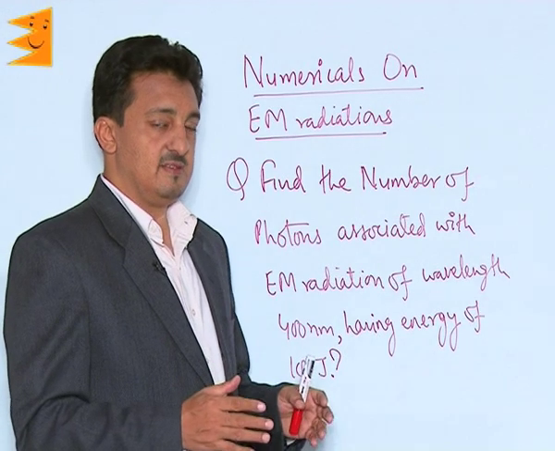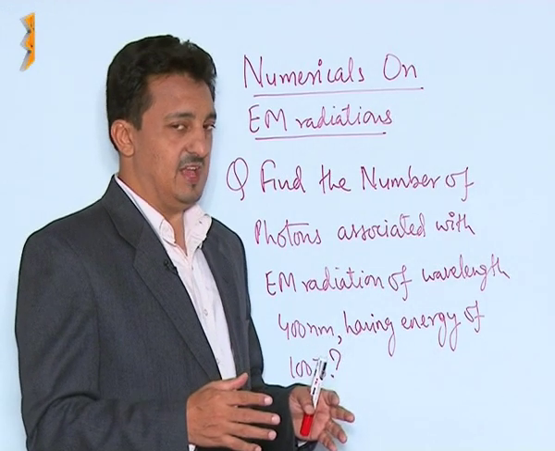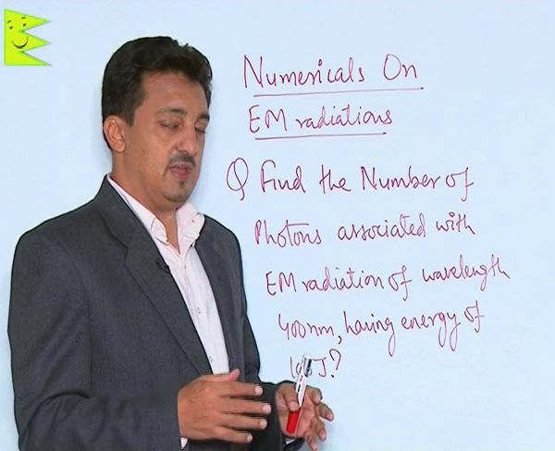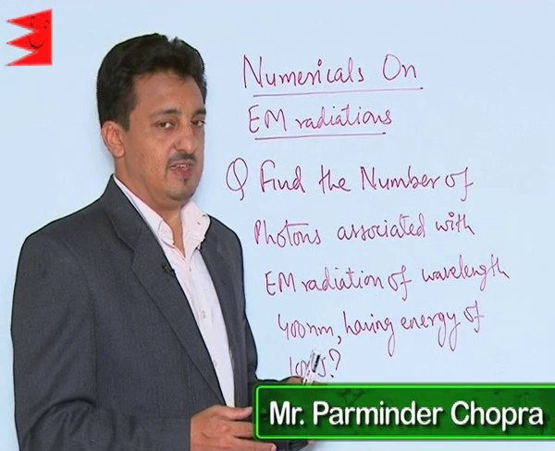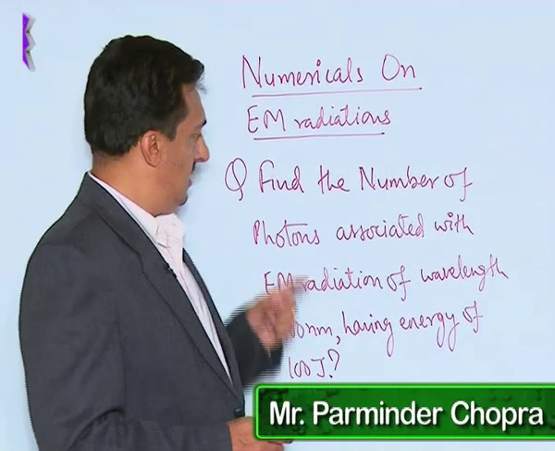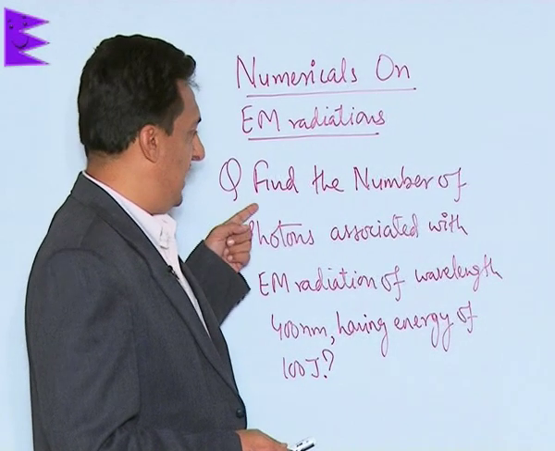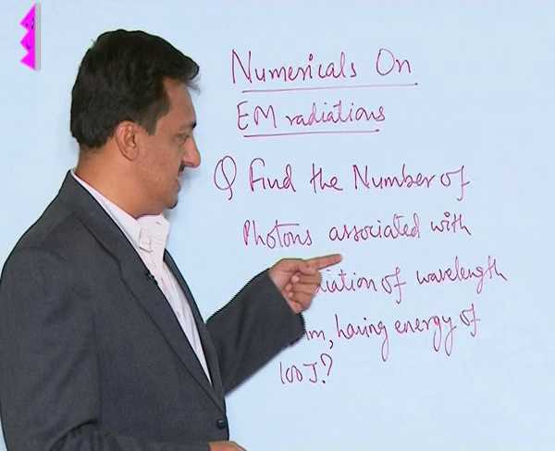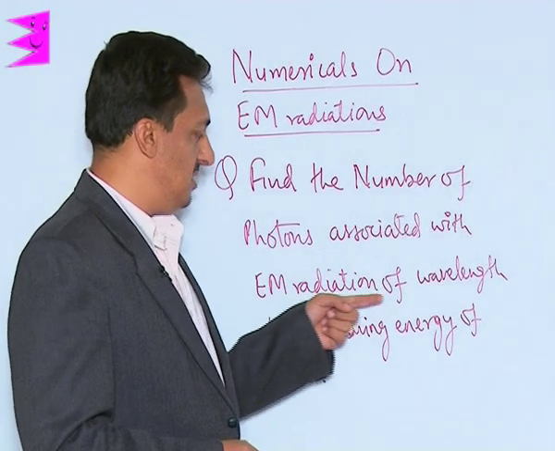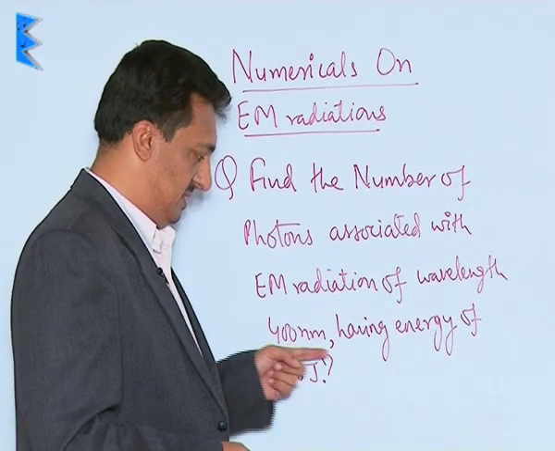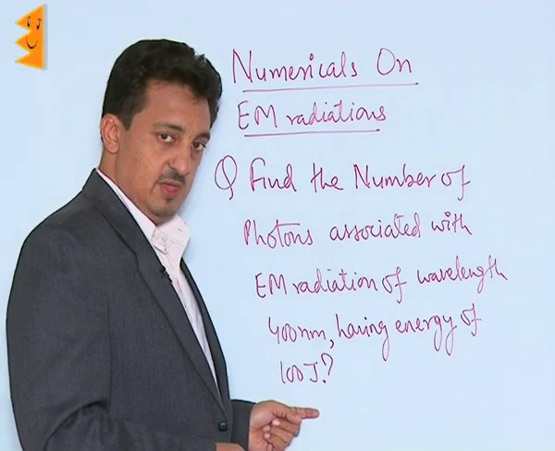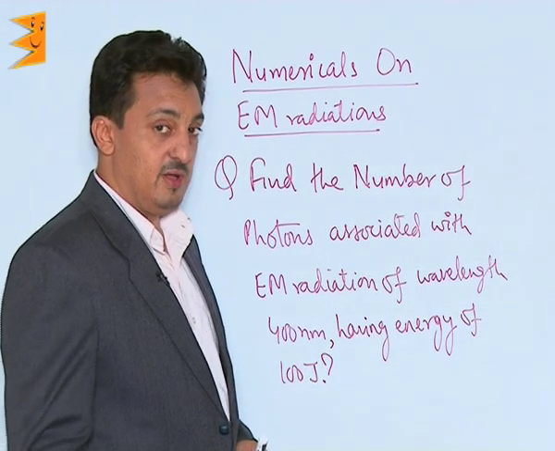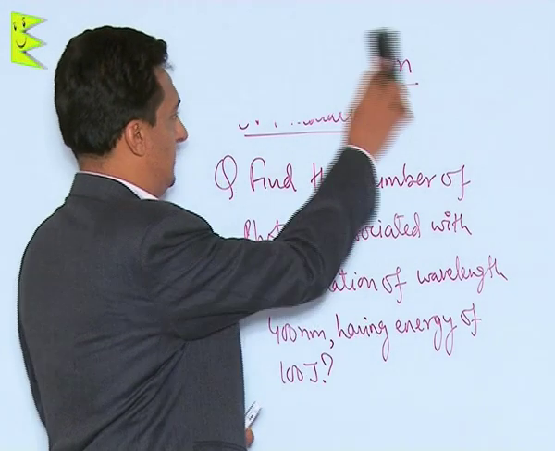After understanding the nature of the EM radiations and doing the photoelectric effect, let us now move to the numericals based on the EM radiations. One such numerical is: find the number of photons associated with EM radiations of wavelength 400 nanometer having energy of 100 joules. So we have to find out the number of photons associated with this.